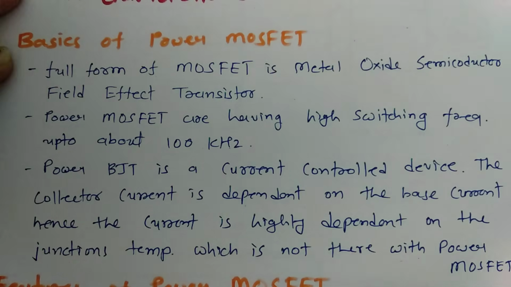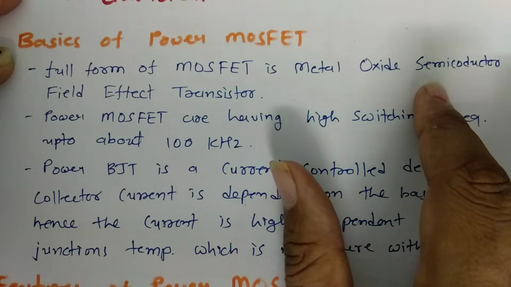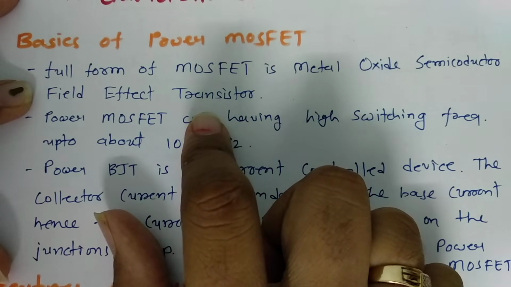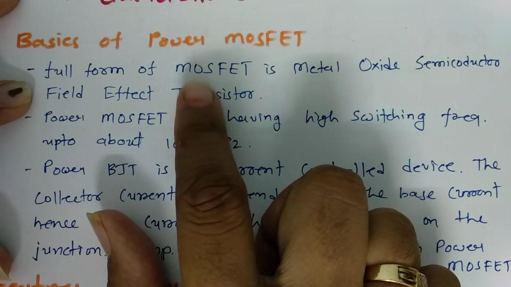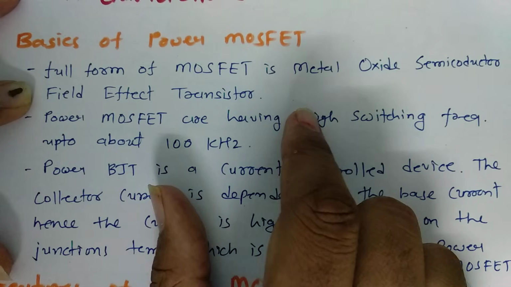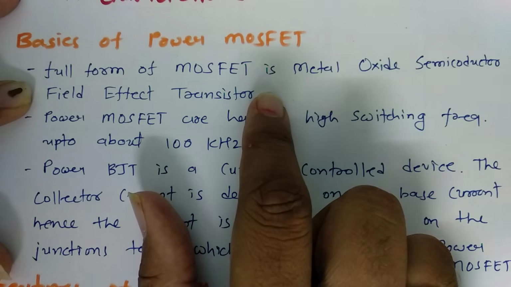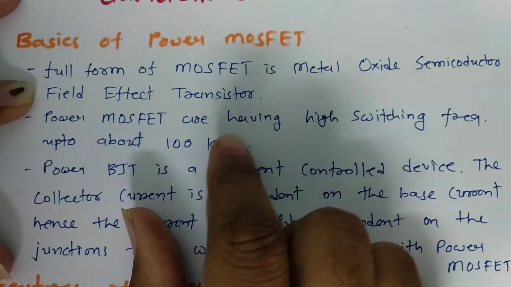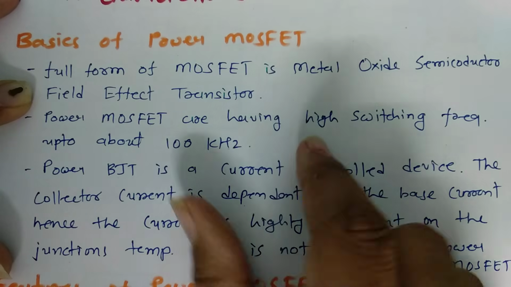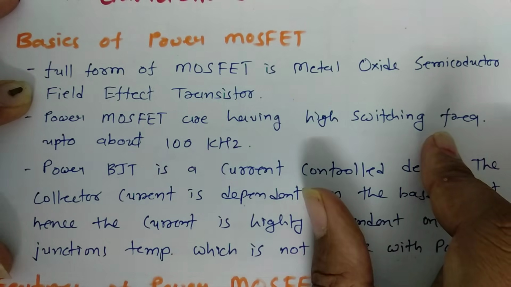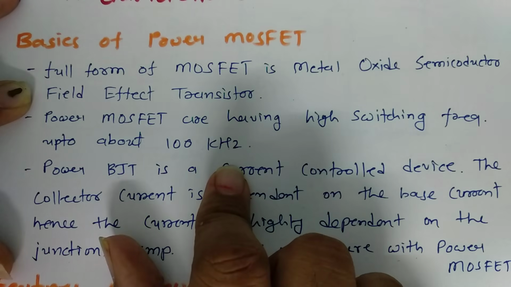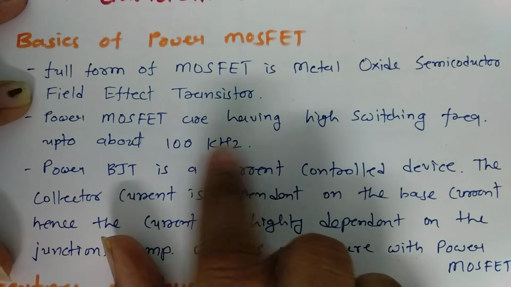The full form of MOSFET is metal oxide semiconductor field effect transistor. I'll explain how it is a metal oxide field effect transistor, and we can understand that by its structure. Power MOSFET has a very high switching frequency, about 100 kilohertz. So we can utilize power MOSFET up to 100 kilohertz.